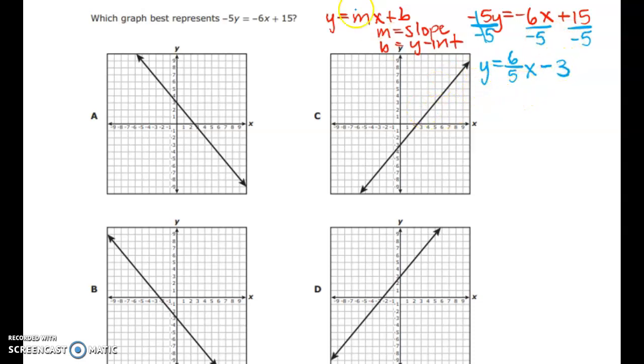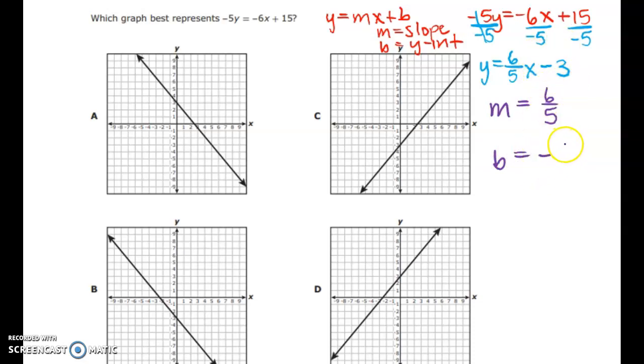So when I'm looking at this equation, I know that my slope is whatever number is in front of x. So my slope, I accidentally put b. So my slope is whatever's in front of x. So it is 6 over 5. Then my y-intercept is my constant, which is negative 3.